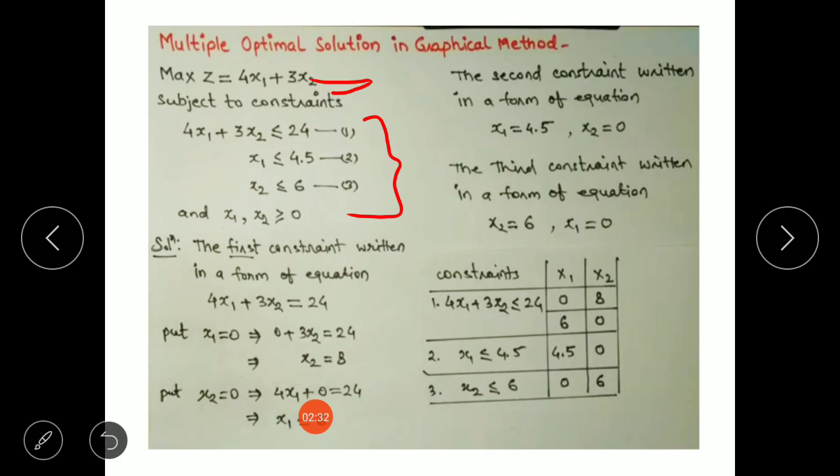Converting the first inequality constraint into equation form, we get 4x1 + 3x2 = 24. We have just removed the inequality sign and replaced it with equality. Now we will obtain the x1, x2 points for this equation. First we put x1 = 0 and find x2, and then we put x2 = 0 and find x1. Putting x1 = 0 in 4x1 + 3x2 = 24, we get x2 = 8, and putting x2 = 0 in the same equation, we get x1 = 6.